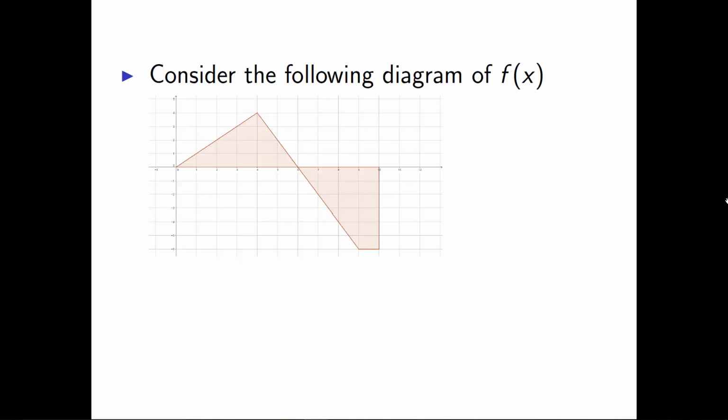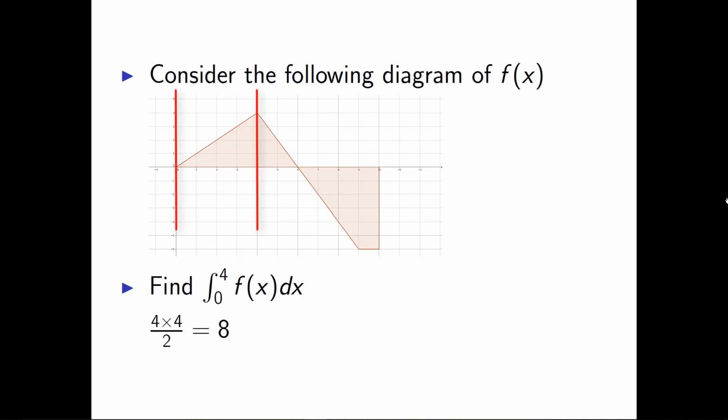Okay, so we'll finish off with an example of how we can use this definite integral. Consider this diagram. It's fairly straightforward, all nice straight lines. What is the integral from 0 to 4 of this function? What it's really asking is, what is the area underneath that curve from 0 to 4? Well, it's a triangle. We can use half base times height. So its base is 4, its height is 4. So we have 4 times 4 over 2, so the area of that is 8, which is the definite integral.